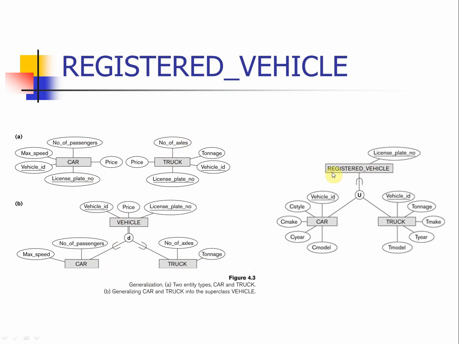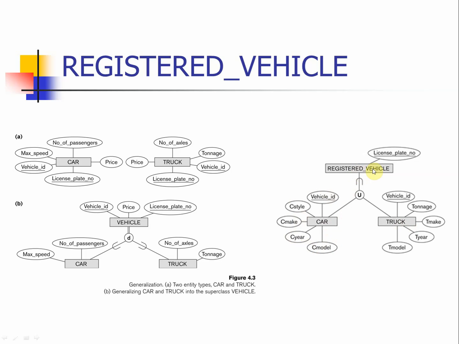So you can see that we can create a registered vehicle, with an attribute describing this one, and this is a subset of the union of cars as well as trucks. So you can see that the car has these attributes.